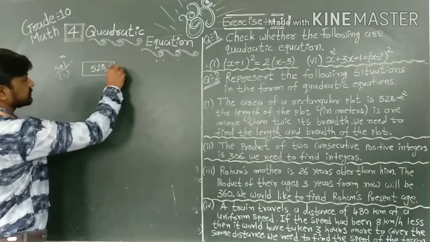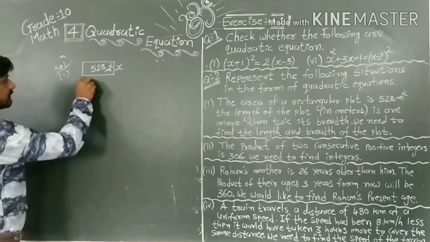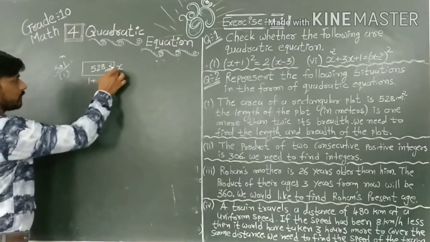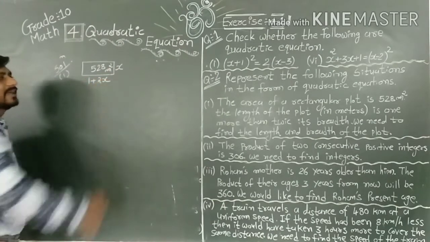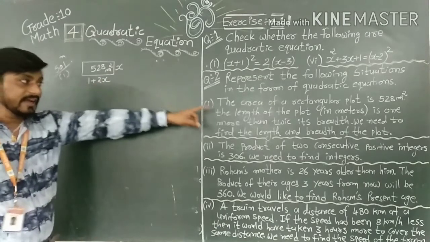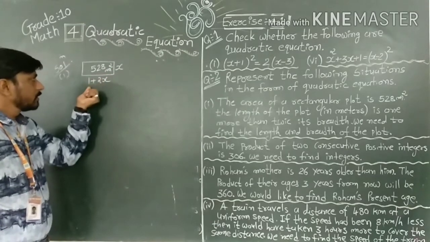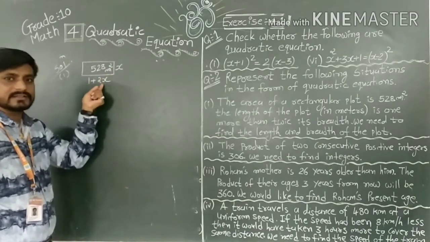Suppose I consider breadth is x. And what is the length? Length is 1 more than twice the breadth. That means length is equal to 1 plus 2x. Okay? Match that condition on the variable x: 1 more than twice its breadth.